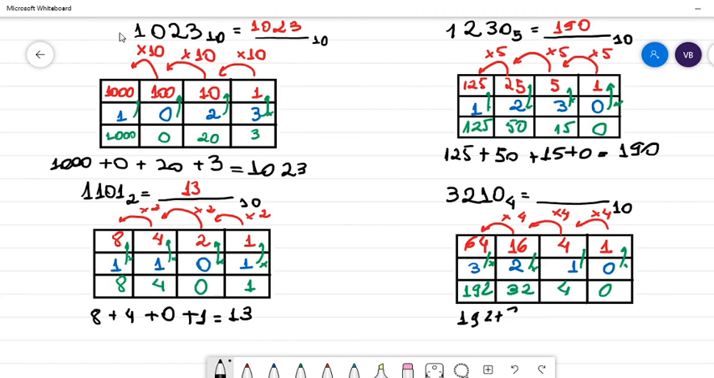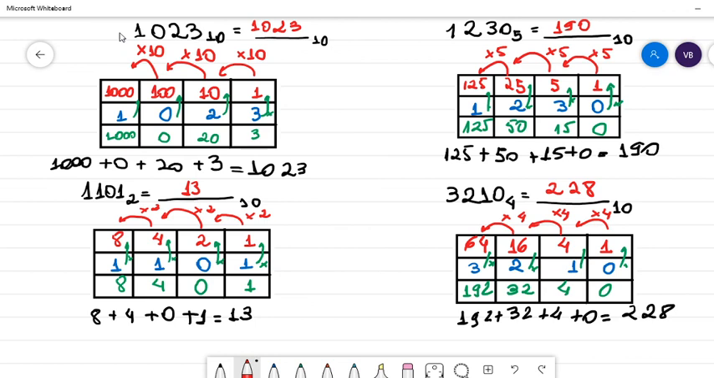And the last step is I add all of them. 192 plus 32 plus 4 plus 0. If I do all this addition, I will have 192 plus 36, and this is going to give me the number 228. So the number 3210 in base 4 is the same as the number 228 in base 10. Okay?